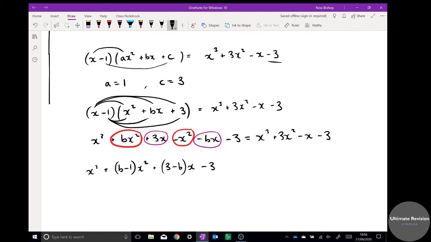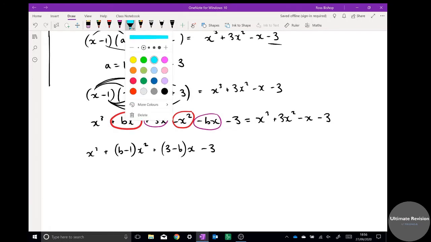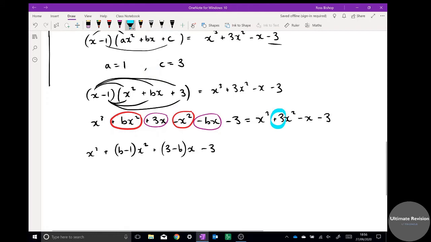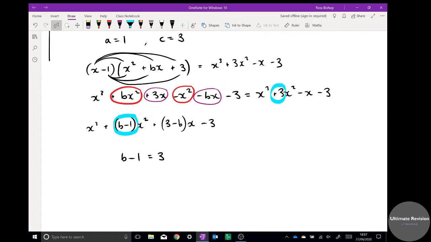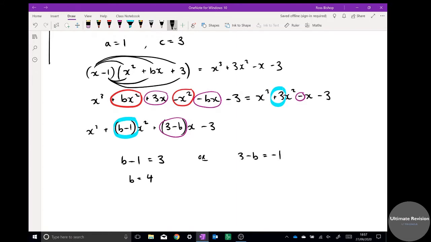Now I can compare the coefficients. I know that 3 must equal the bit in front of the x squared. So I know b minus 1 must equal 3. Okay? So b must equal 4. I could have done it with the x's, and let's just check. If I compare the coefficient in front of the x's, I've got 3 minus b equals minus 1, and again you're going to get b is 4, which is great. That's always a good check.